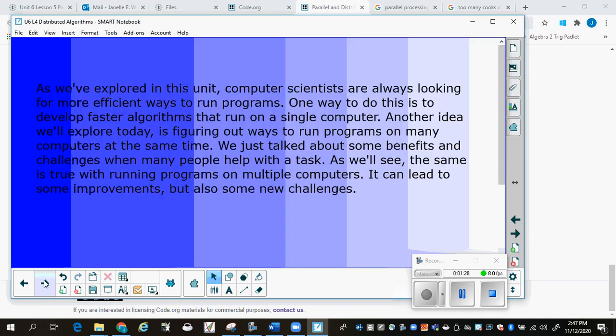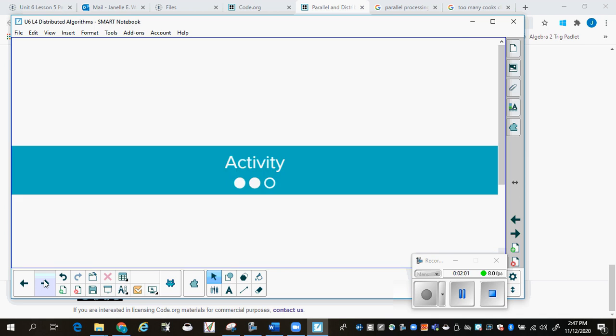Now, as we've explored in this unit, computer scientists are always looking for more efficient ways to run programs. One way to do this is to develop faster algorithms that run on a single computer. Another idea we're going to explore today is figuring out ways to run programs on many computers at the same time. We just talked about some benefits and challenges when many people help with a task. As we'll see, the same is true when running programs on multiple computers. It can lead to some improvements, but also some new challenges.